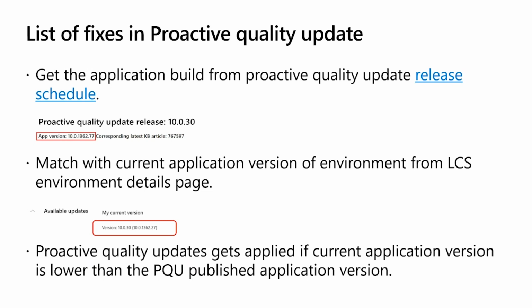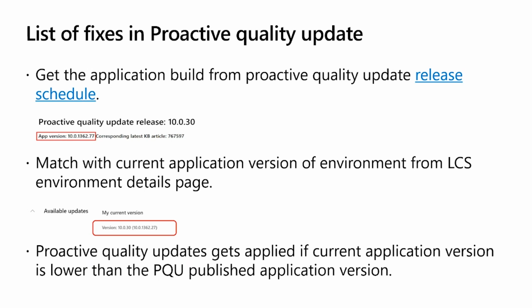Now, how do we identify the list of fixes which go into a proactive quality update, so that if you want to test the application before moving it on to production, or even the sandbox, you can do targeted testing by identifying those fixes? So how do we do that? We have a release schedule published in advance in our external documentation, where with each service update, or each train, we publish the app version for that proactive quality update.